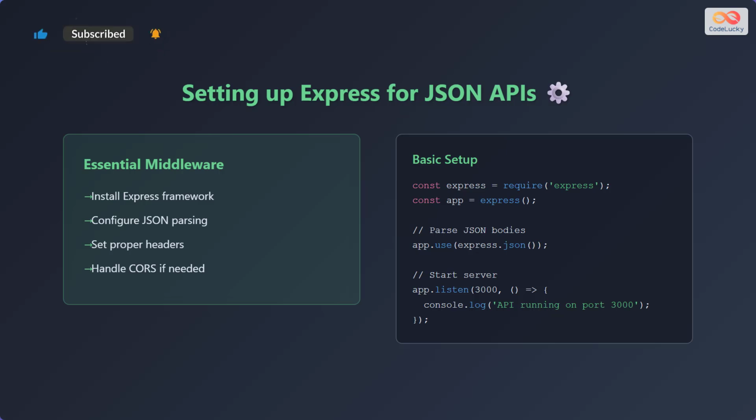On the right is a basic setup of how to achieve this. First, we require the Express package. We then create an instance of Express by calling the Express function. We then parse JSON bodies using the express.json middleware function. Finally, we start the server and make it listen on port 3000.